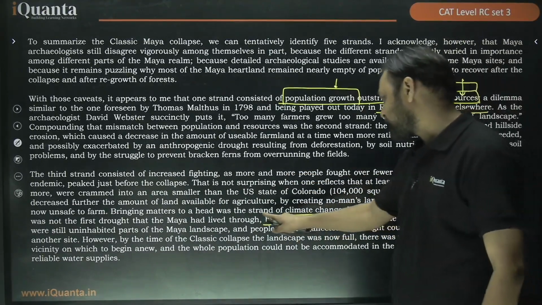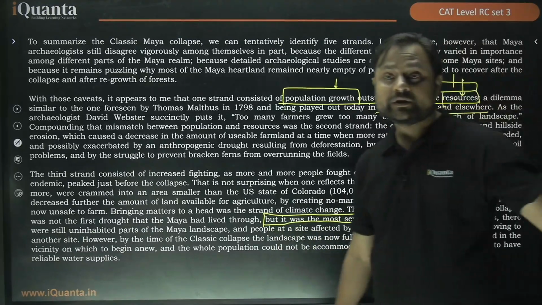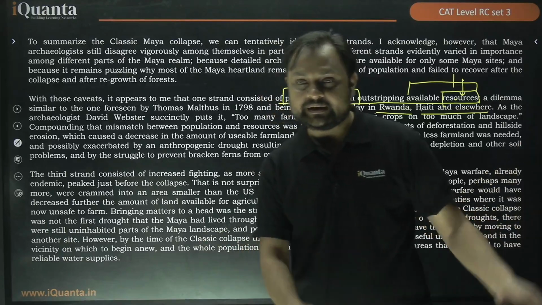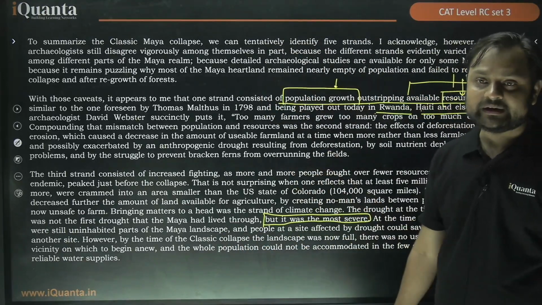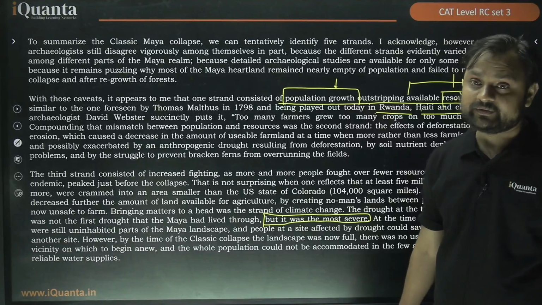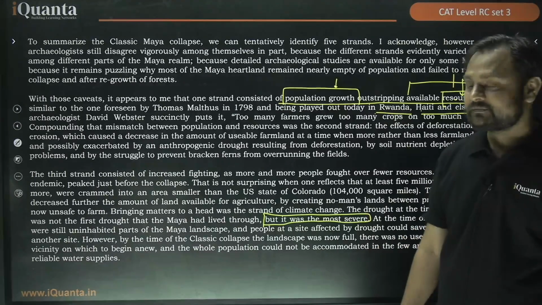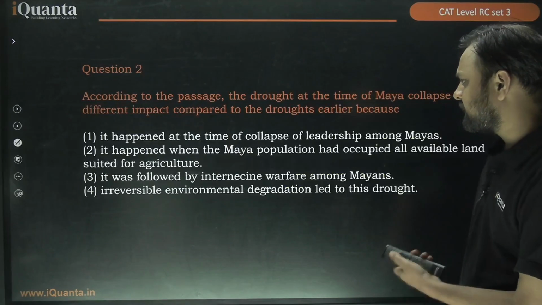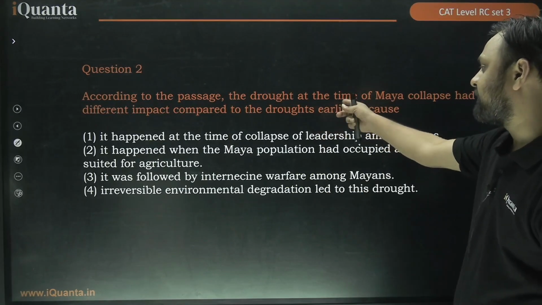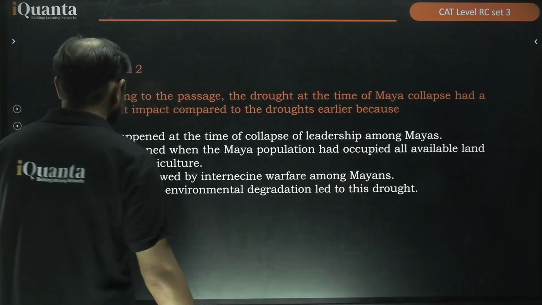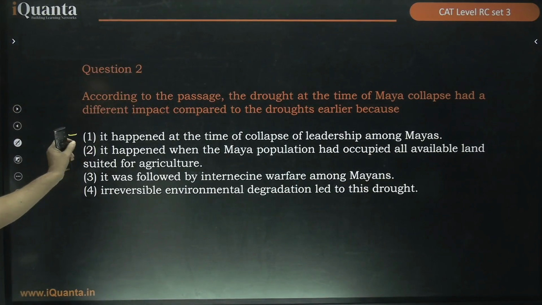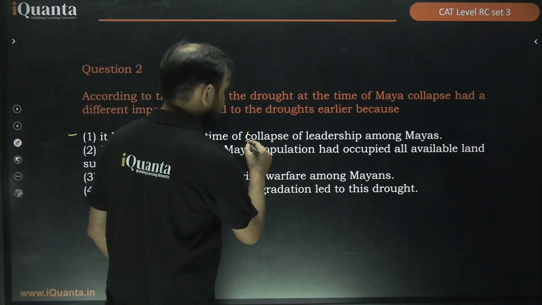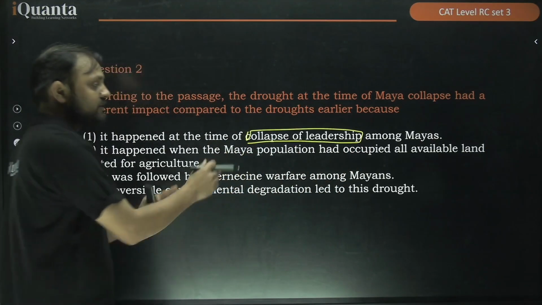It was more severe because in case of earlier droughts, they had excess, uninhabited lands where they could move to, but in case of this final drought, they did not have any land available. So, they could not go anywhere, and they were destined to meet their destiny. And here the question says how it was different from the earlier droughts. Option 1 says because it happened at a time of collapse of the leadership among Mayas. No collapse of leadership has been highlighted. Collapse of leadership is not relevant to the drought.